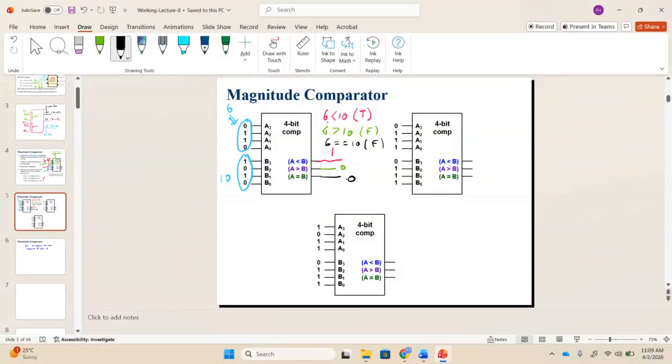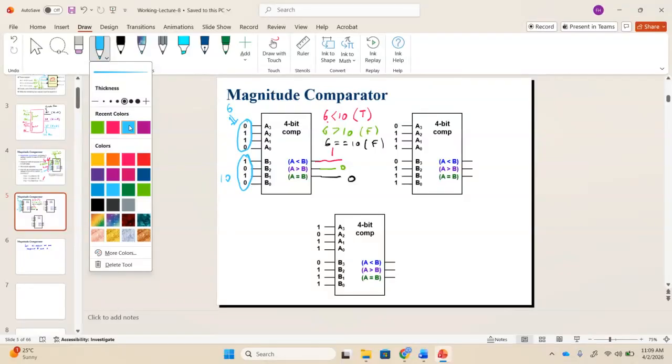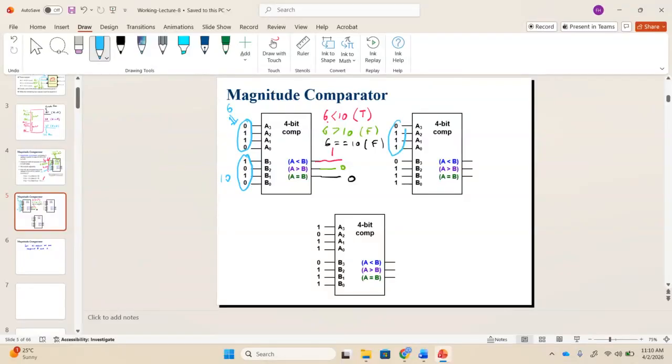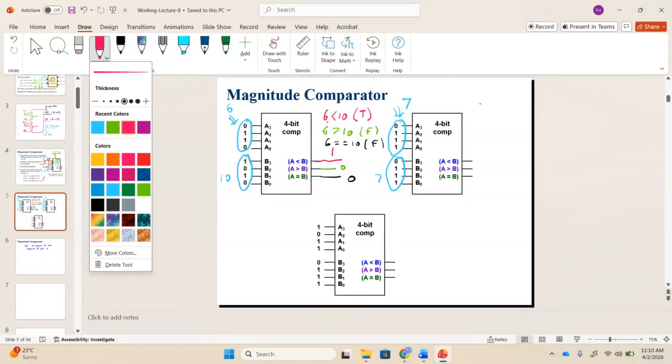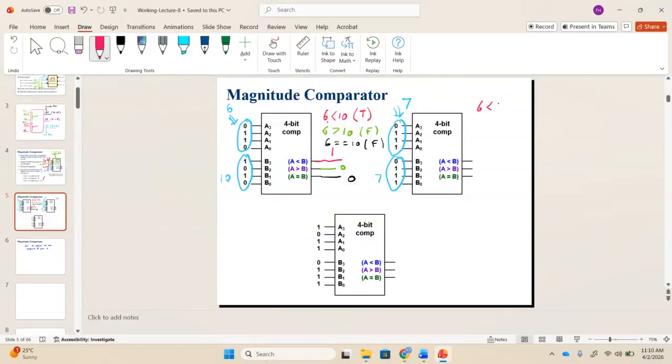Okay. Let's assume another scenario. If you look at this number, it is 7, and this number is also 7. Let's assume now I'm using the red color. 7 is smaller than 7. True or false?